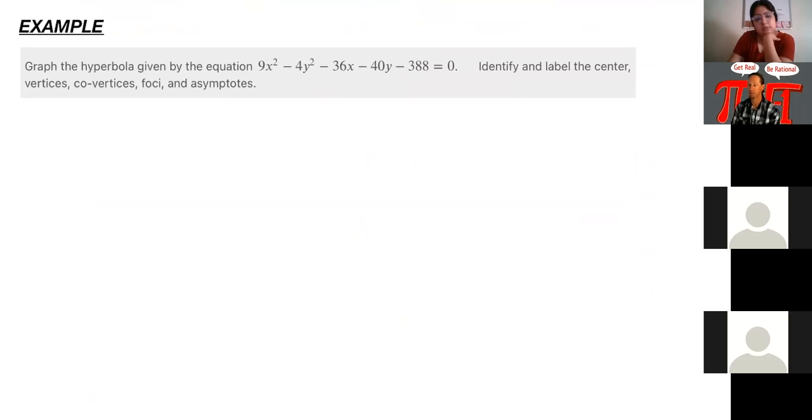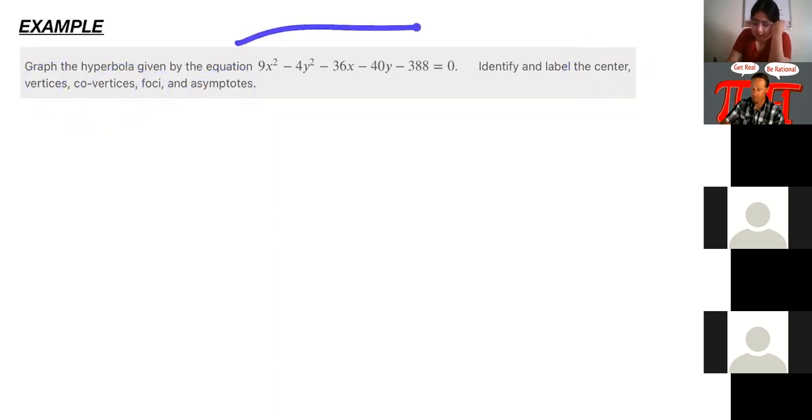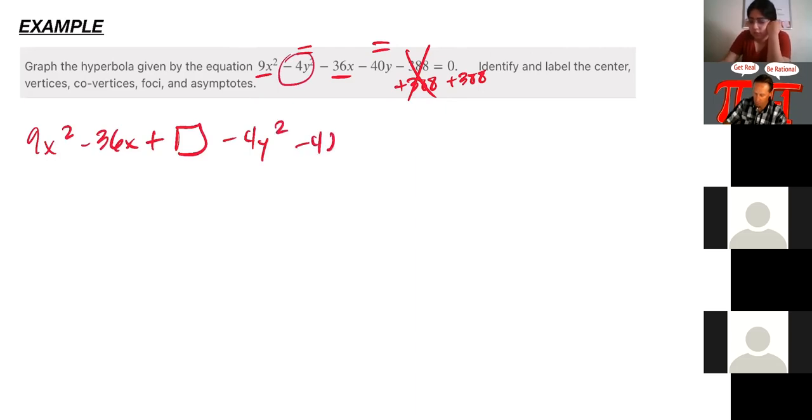Just wanted to go over one example, and then we'll wrap it up with parabolas and call it good. Okay. So again, if you can label all of this stuff, great. I won't do it all with you guys again, but I do want to make sure that you can rearrange this because there is one tricky part, and I'll start by adding over the constant and then grouping my X's and the Y's. So I got a 9X squared minus 36X. I know I'm going to have to add something to. And then careful, it's a negative 4Y squared minus 40Y. And then I know I'm going to have to add something to both sides.